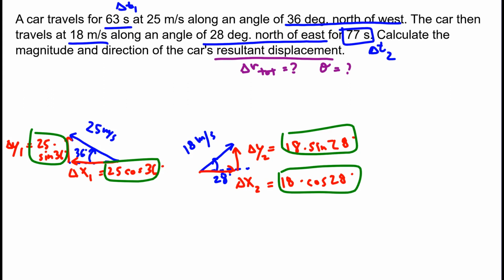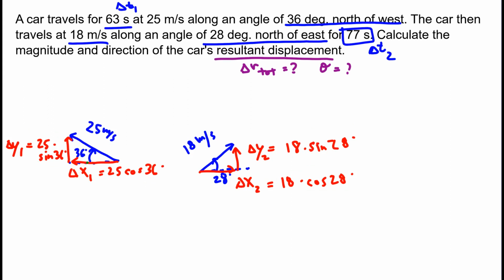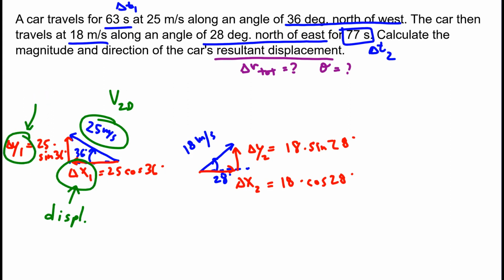I missed a crucial step. Look at my triangle. I've labeled this delta x. That's displacement. But my hypotenuse is velocity. This is incorrect. The components of a velocity are Vx, Vy, not delta x, delta y.